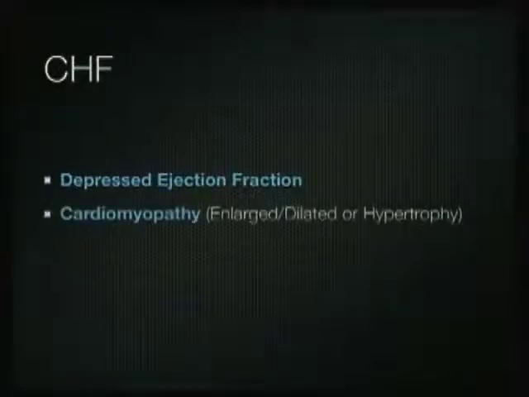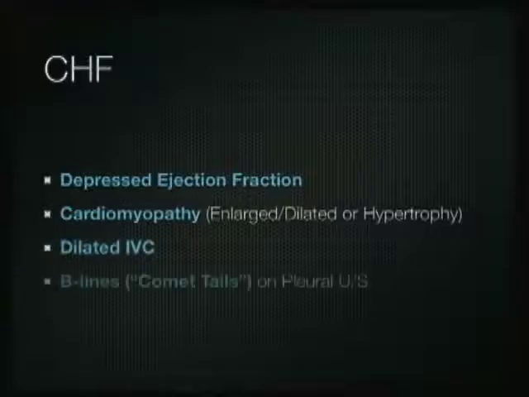So in heart failure, you have depressed ejection fraction, a cardiomyopathy. You may see a cardiomyopathy such as enlarged or dilated, or you might see left ventricular hypertrophy, a dilated IVC, and then if you look at the lungs, you may see B lines or comet tails.